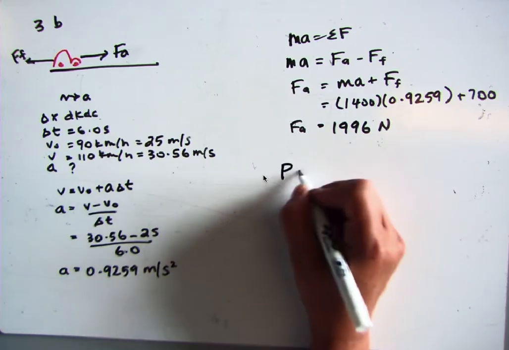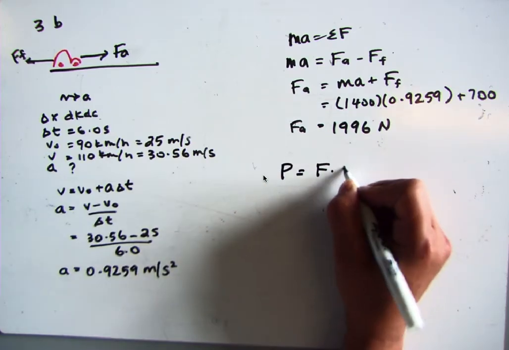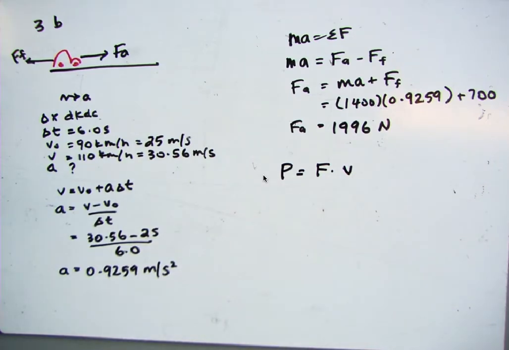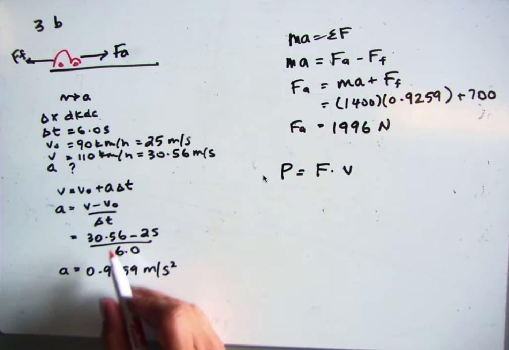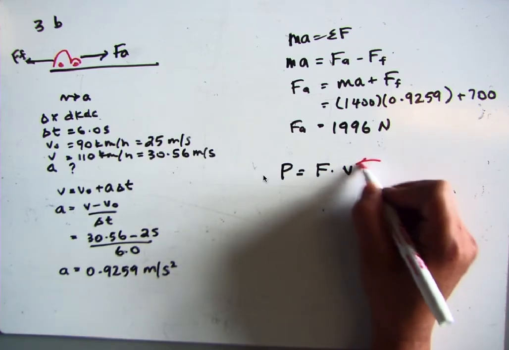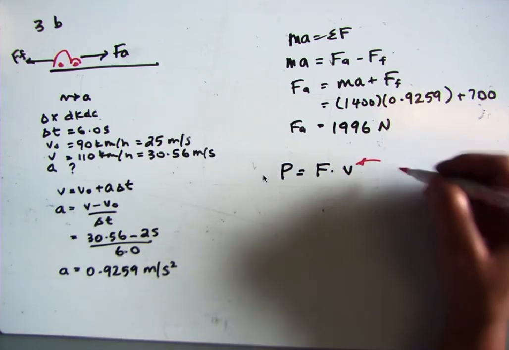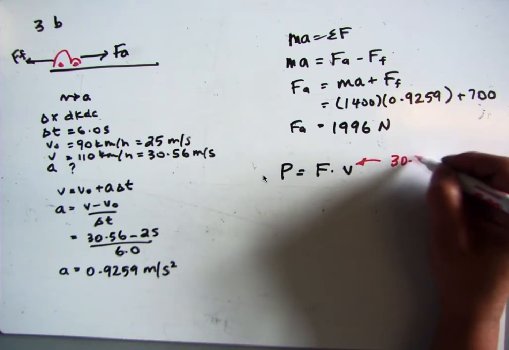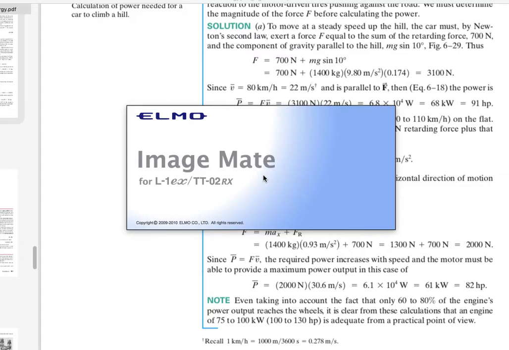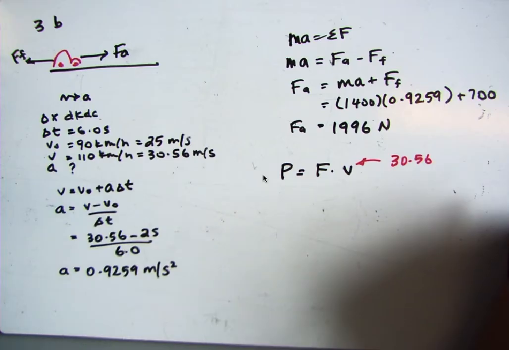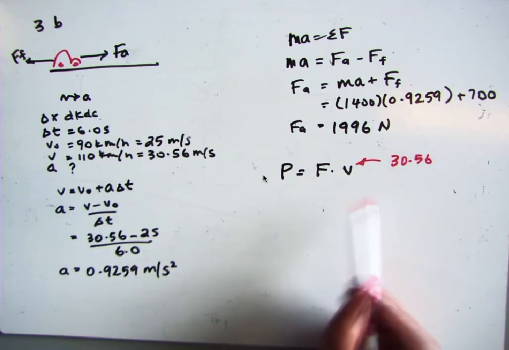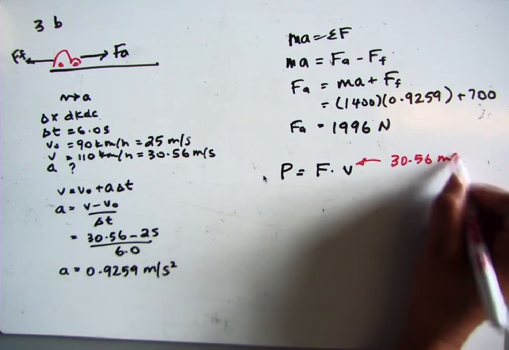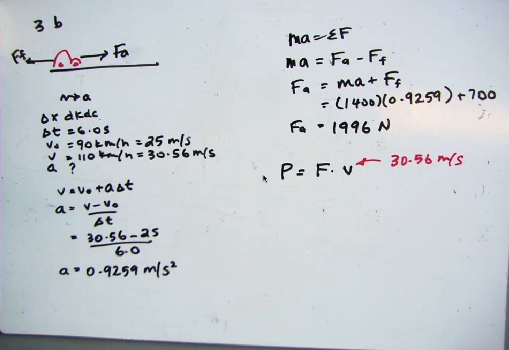So the power is equal to the force times the speed. Now, what speed do we use here? Well, if you're going to end up going 30.56, you're going to have to be able to maintain that power, right? So we're going to use the top speed, 30.56, for this, because if we didn't, then it wouldn't have enough power ultimately when it's going faster to keep accelerating at that rate. So that's what speed we're going to use. So just keep that in mind.